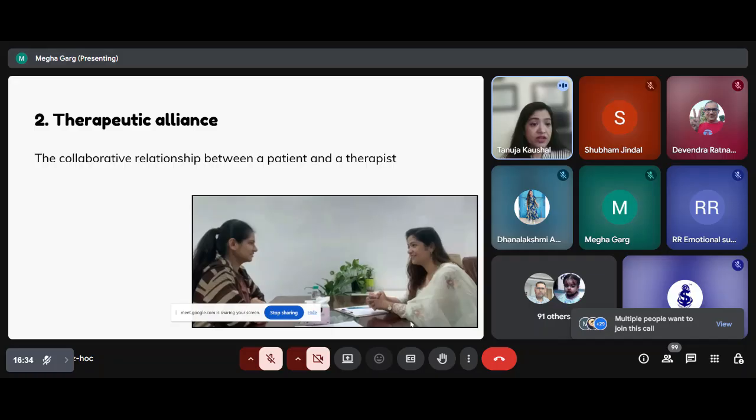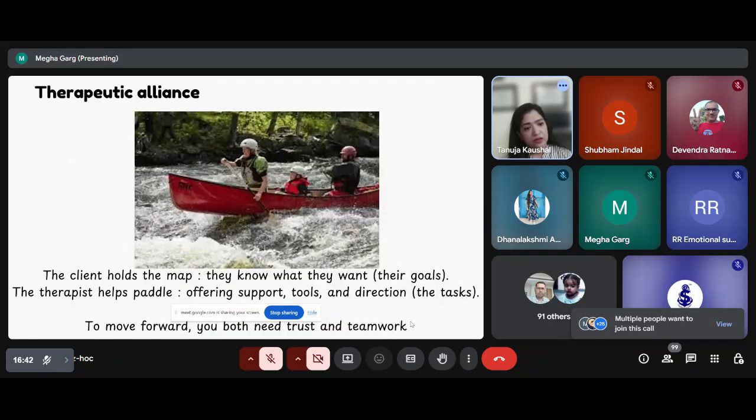Okay, this is very important. Therapeutic alliance. Now, if you think of therapy like a boat, you and the client are in the same boat together. The client is holding a map because they know what they want out of therapy. They have their goals in their mind, and the therapist helps in paddling. As a therapist, you offer support, tools, techniques, and direction.